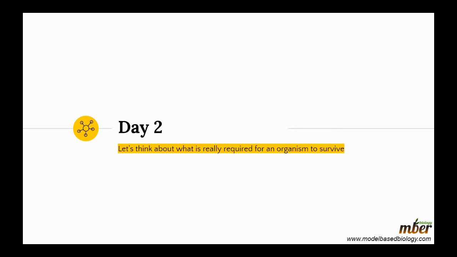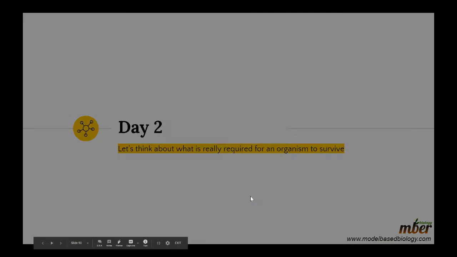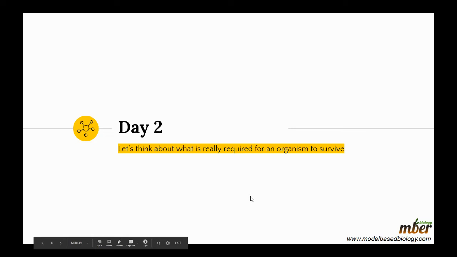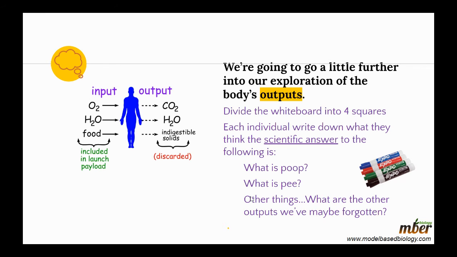Okay, we are finishing Doodle Sheet 1, Lecture 2, or Day 2 lecture. Today we're going to be talking about what really is required for an organism to survive. What do we need to survive? I'm not going to make you pull out whiteboards, but you are going to talk about it with someone sitting next to you.